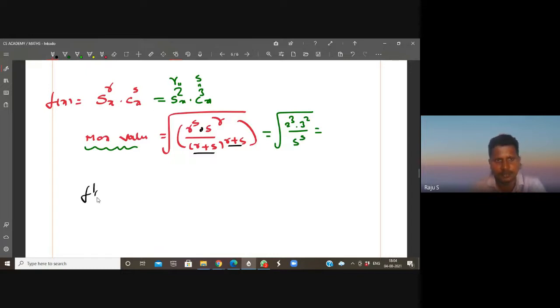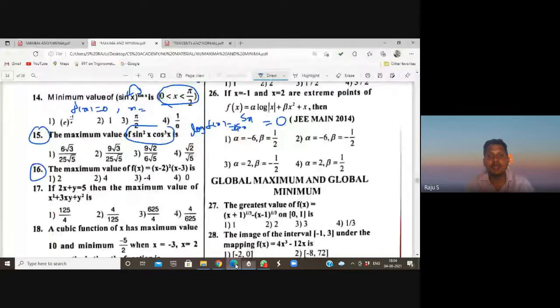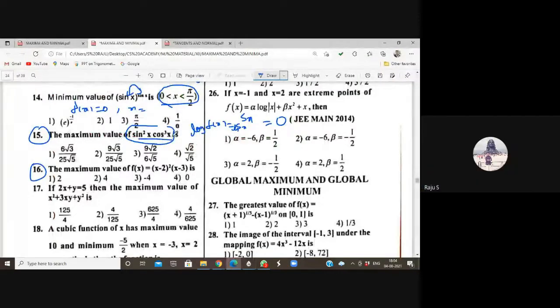If you want to find f dash of x and equate to 0 using the UV rule, it is too lengthy to find the critical point, and then you have to substitute that value in the given function. But this is the direct formula, and it will give the maximum value. See here, the maximum value of this.